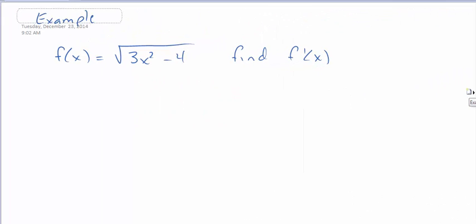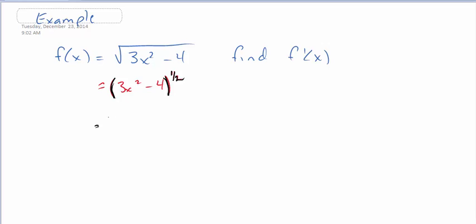Example 2. f of x is the square root of 3x squared minus 4. I want the derivative. Well, you know, we can't really do anything with the square root. Oh my goodness, we can't do that. Well, yeah, we can. Because remember, square roots are just exponents in disguise. There's our f of x. So f prime is going to be the derivative of the outside. Well, the outside is something raised to the 1/2 power. How do we differentiate that?